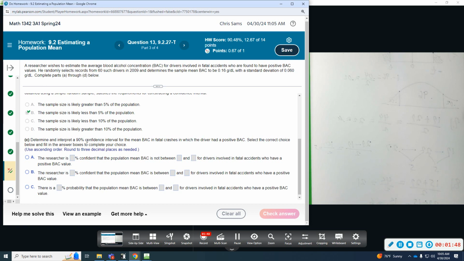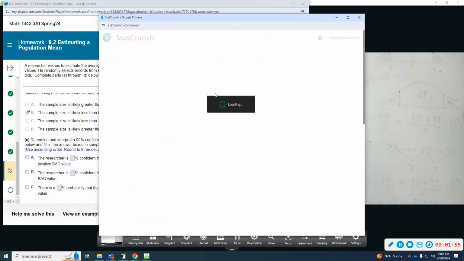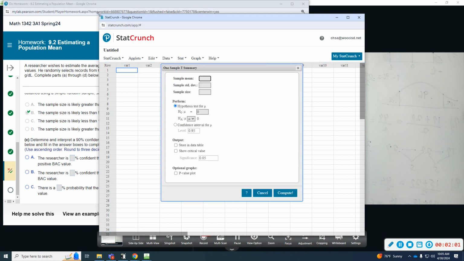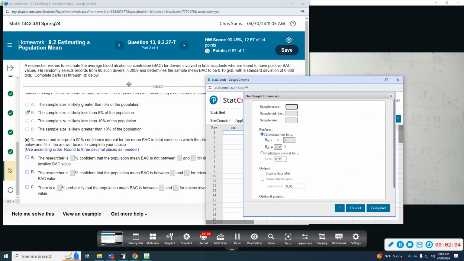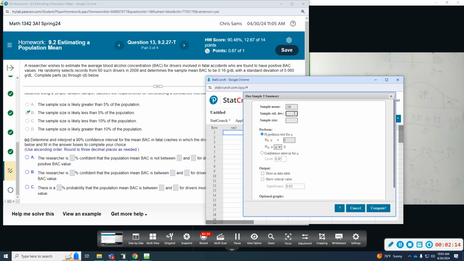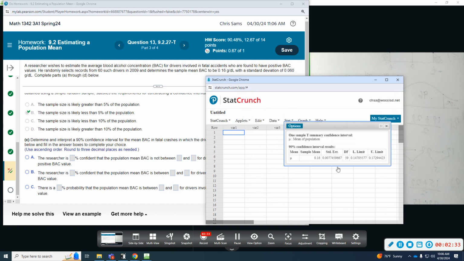And now we want to determine and interpret a 90% confidence interval. I'm going to go to T, one sample, summary. So up here, sample mean 0.16, the sample standard deviation 0.06, sample size 60. And then 90% confidence, and we want to do a confidence interval. And then from there we compute.